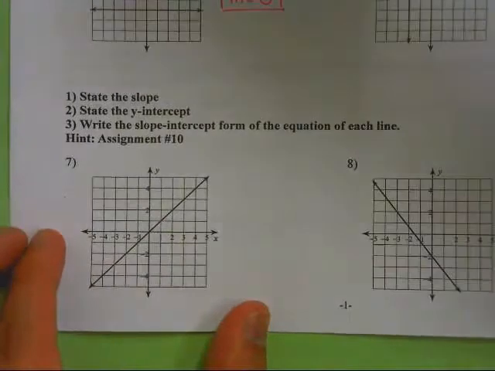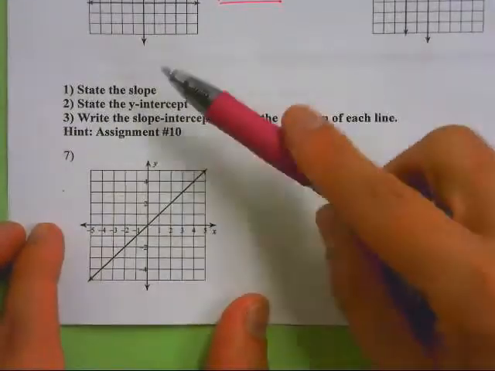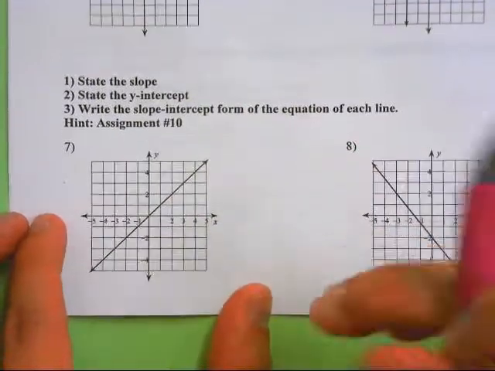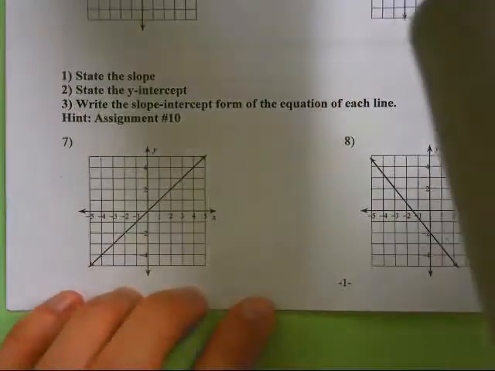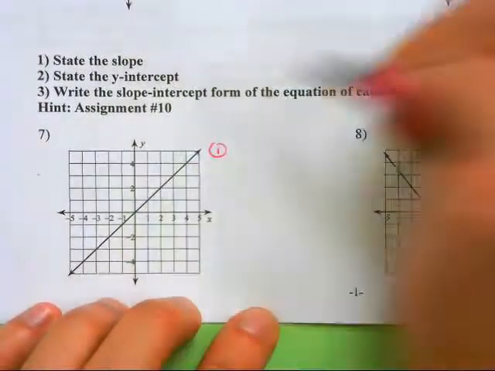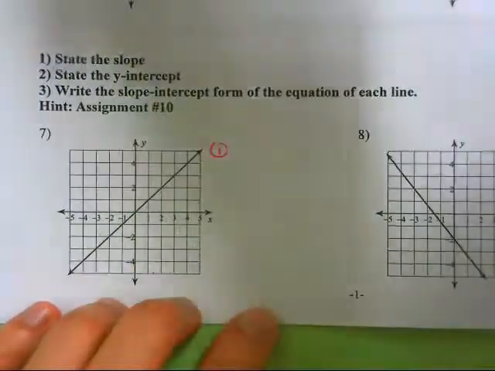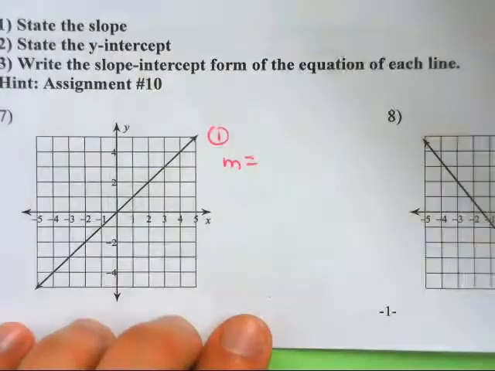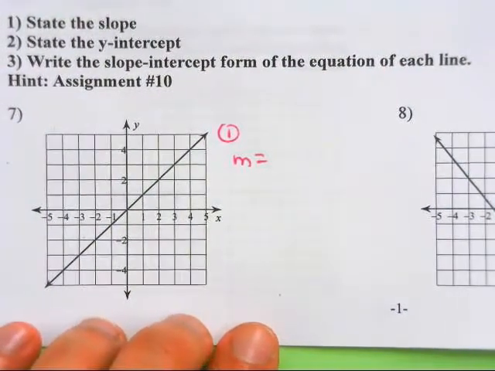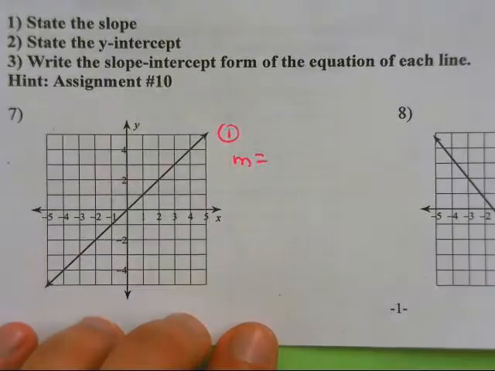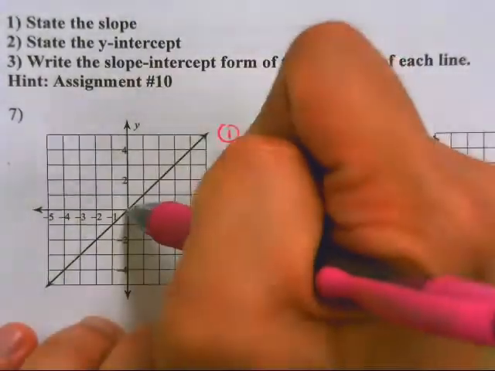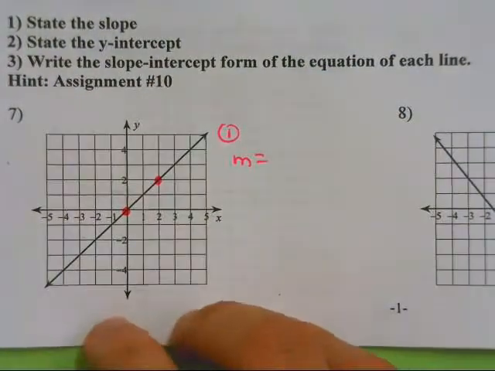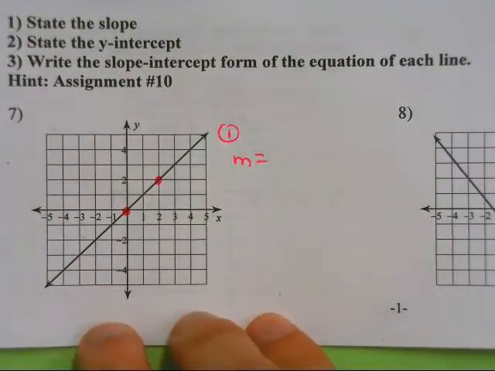Let's do number 7, because on the last test, some of you guys did not read the directions and did not get the 3 points that was associated with this type of problem. So let's go ahead and do number 7 together. Number 1 was we got to state the slope. So let's go ahead and do that. M is equal to, and then some of you guys were also doing it the y2 minus y1 over x2 minus x1. That's fine, but you can also pick points. You can also pick points and count. That might be a little bit easier to do.